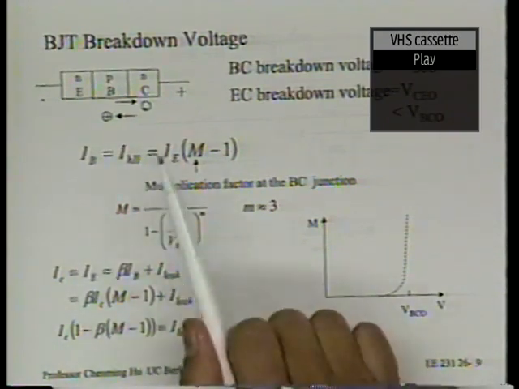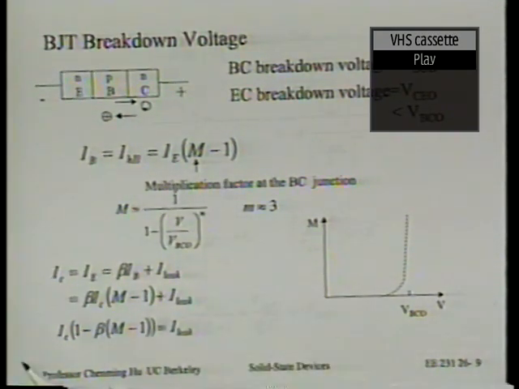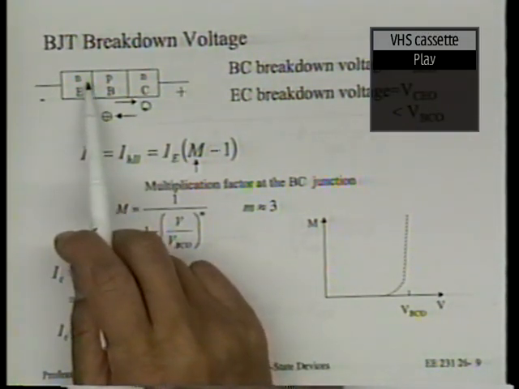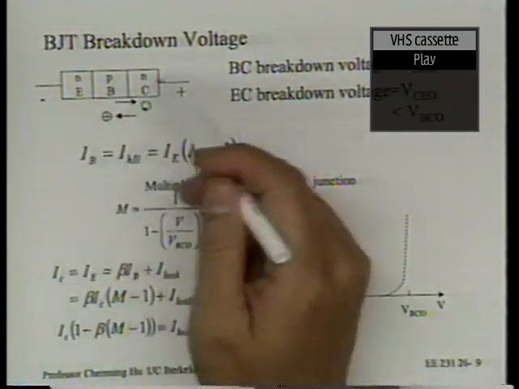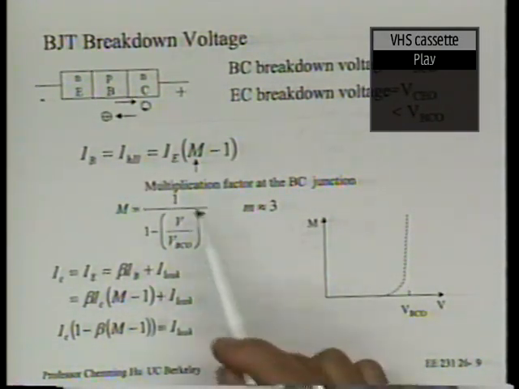It's equal to the emitter current times M minus 1. Let me explain what they are. Emitter current tells us how many electrons flow from the emitter through this reverse-biased PN junction. Is that right? That's the emitter current.